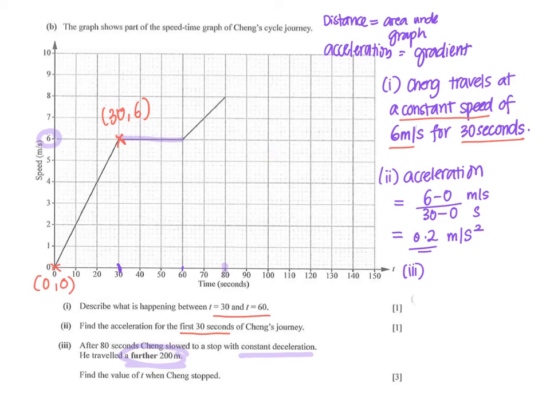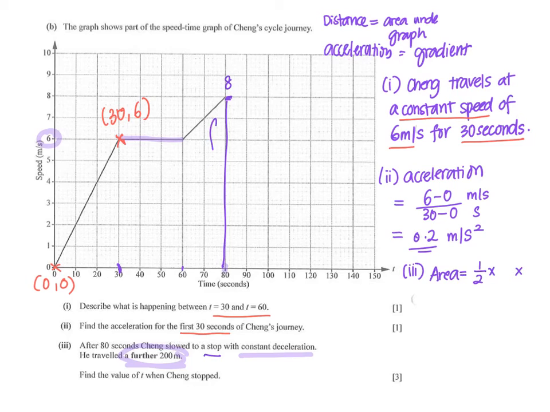So what do I know? The distance is actually the area under the graph. The area is now in the shape of a triangle, half times base times height. Now if it slows down to a stop, what is the change in the speed? It changed from originally here, 8 meters per second, all the way to 0.